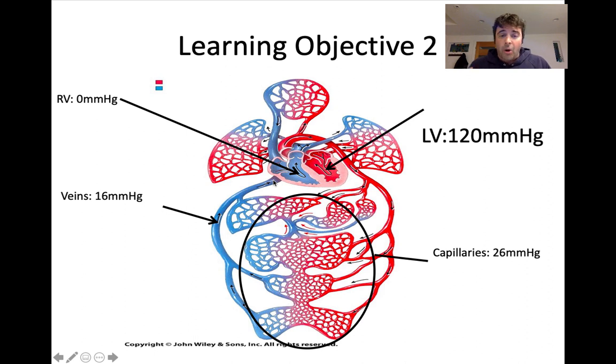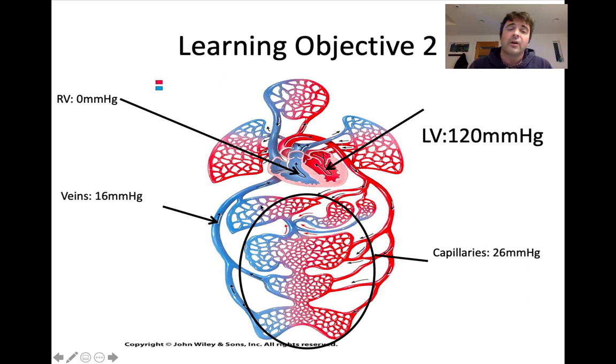Now, most arteries are depicted as red because they're carrying oxygen-rich blood, and most veins are depicted as blue because they're carrying oxygen-poor blood. But that gets flipped on its head a little bit when we talk about the pulmonary circulation. So just remember that a vein is technically defined as a vessel that brings blood back to the heart.